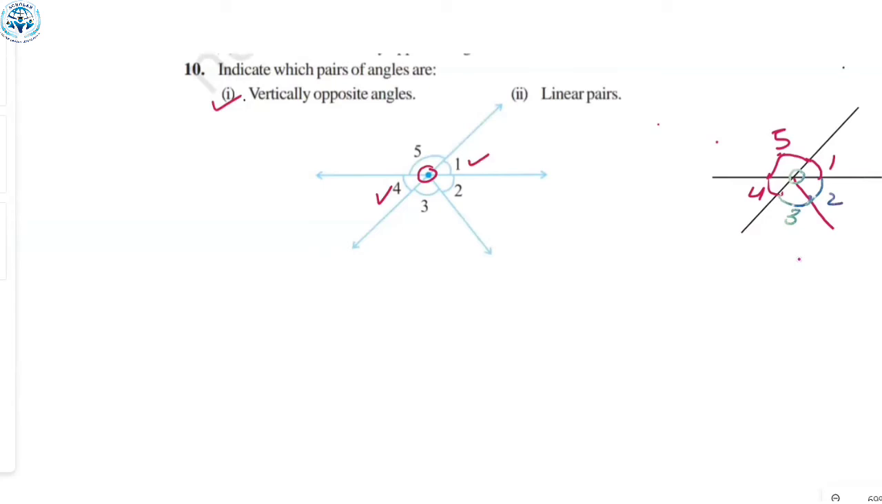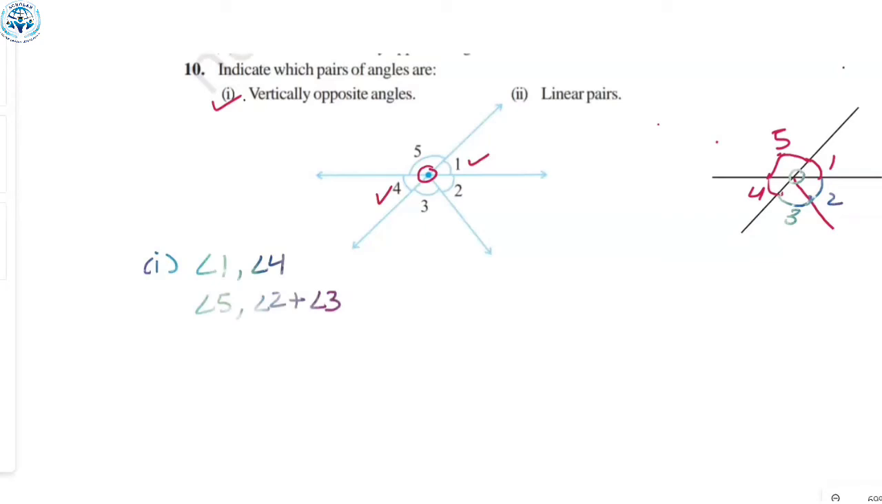You already know when two lines cross each other or intersect each other at a point, the angles so formed are vertically opposite angles. One pair is angle 1 and 4, another pair is angle 5 and angle 2 plus 3.